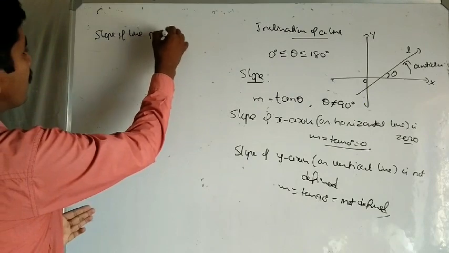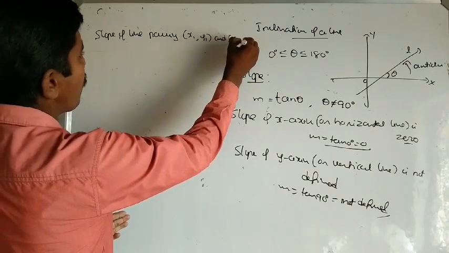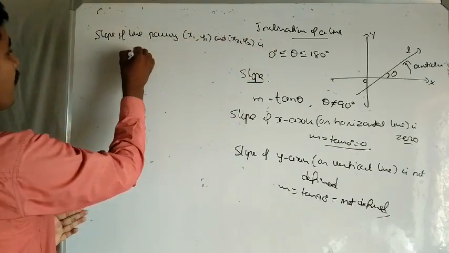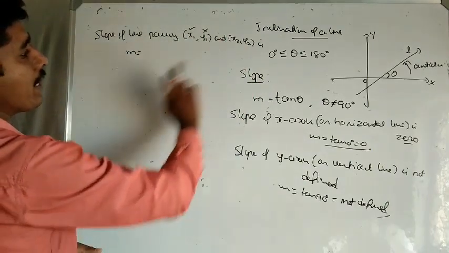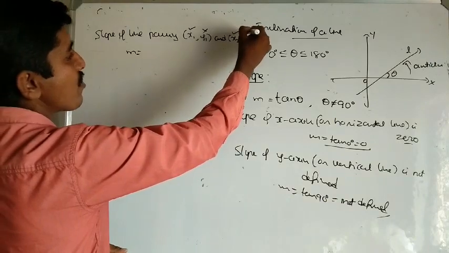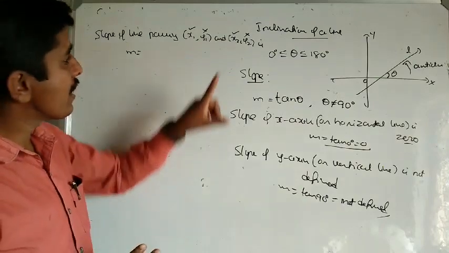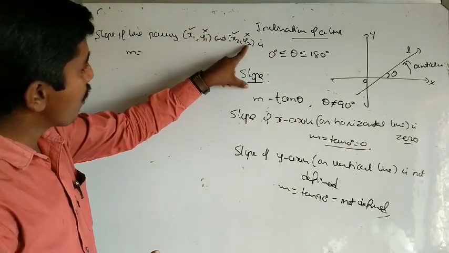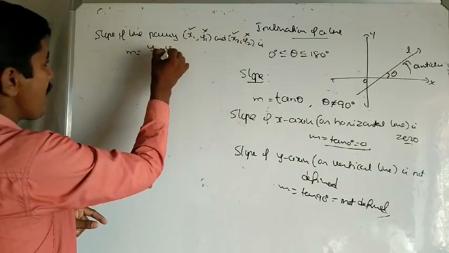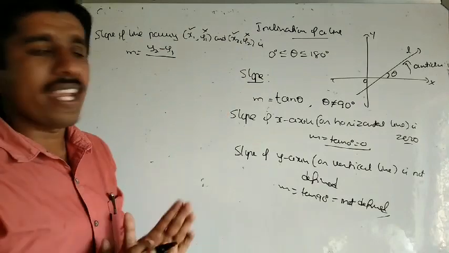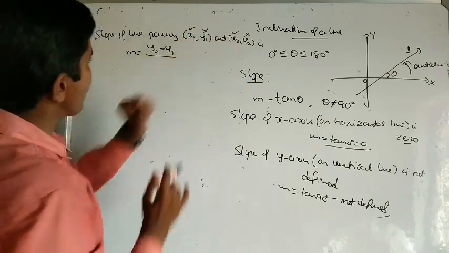Next, slope of the line passing through 2 points. The slope of the line passing through the 2 points (x1, y1) and (x2, y2) is given by m equals: in the first ordered pair, the x coordinate is x1 and the y coordinate is y1; in the second ordered pair, the x coordinate is x2 and the y coordinate is y2. Then the slope is given by the difference of the y coordinates, y2 minus y1, divided by the difference of the x coordinates, x2 minus x1.